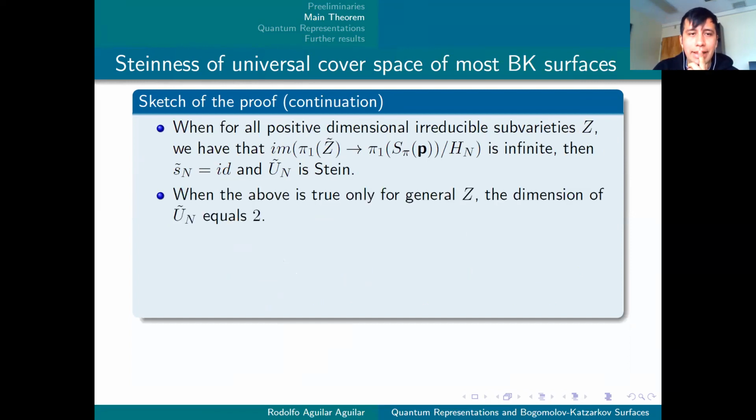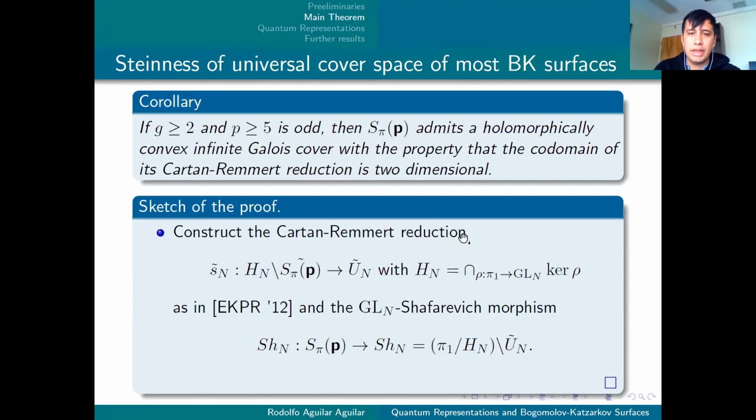This is not exactly the case yet. This is going to be true only for a general subvariety. And when this is true for a general subvariety, the dimension of U_n equals 2. And this is precisely what the statement here is saying.